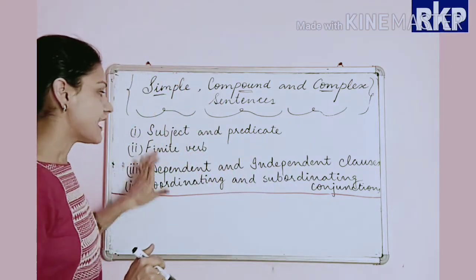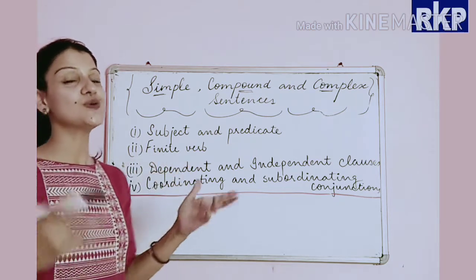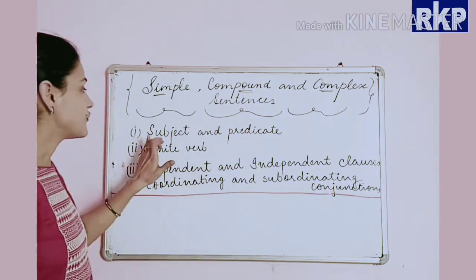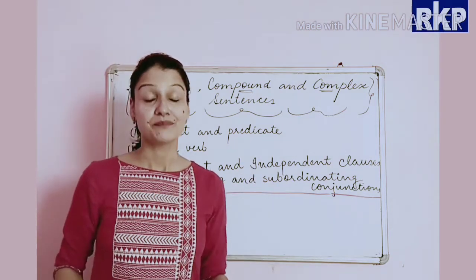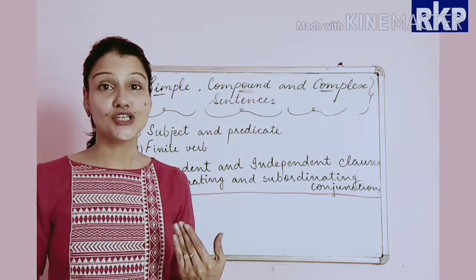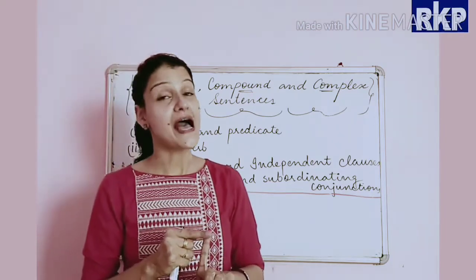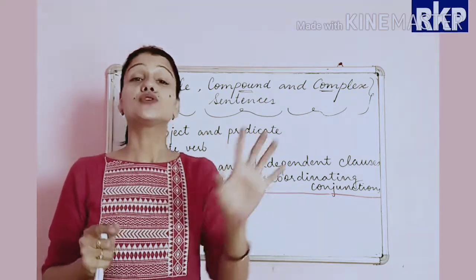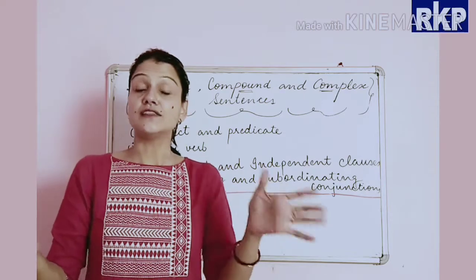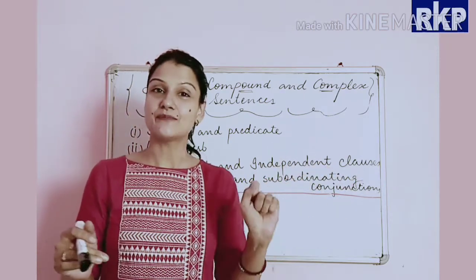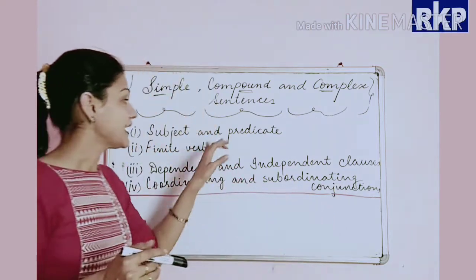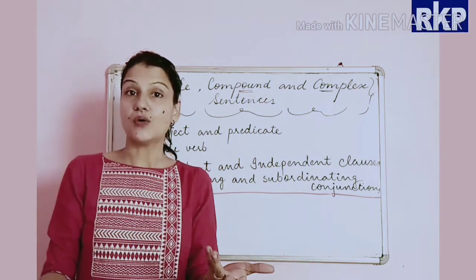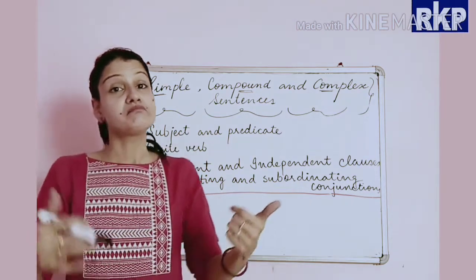These are the few things which we need to discuss before we start with our actual topic, that is sentences. So first is subject and predicate. Now, subject is the doer of the action. Or we can also say subject can be something or somebody about whom we are talking in the sentence. So that is called the subject, basically the doer of the action. And predicate is whatever is spoken about the subject.